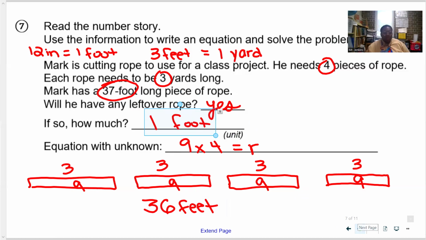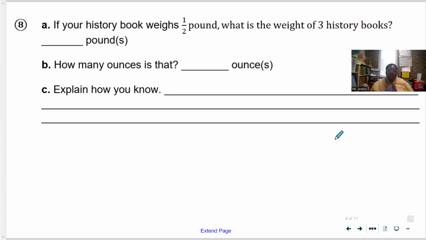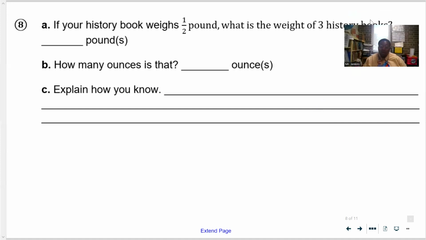All right, now let's keep going. Number 8, we have some fractions. It says if your textbook weighs half a pound, what would be the weight of 3 history books? Now, this problem is interesting. Remember earlier, I told you that fluid ounces are different than actual ounces. There are 8 fluid ounces for every cup, but when we're talking about weight in pounds, there are 16 ounces for every pound. So I'm going to write that on the side because we should also have that memorized. There are 16 ounces for 1 pound.